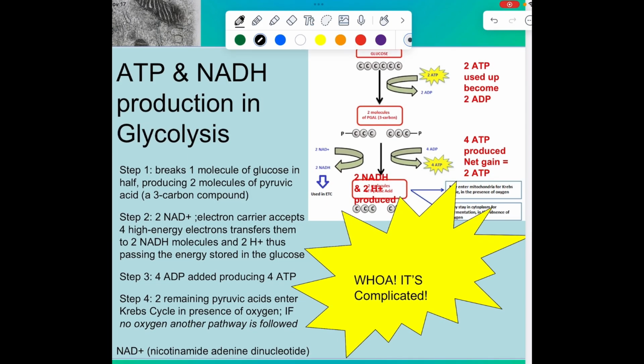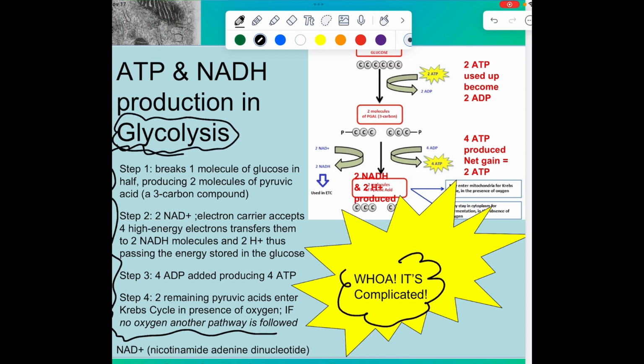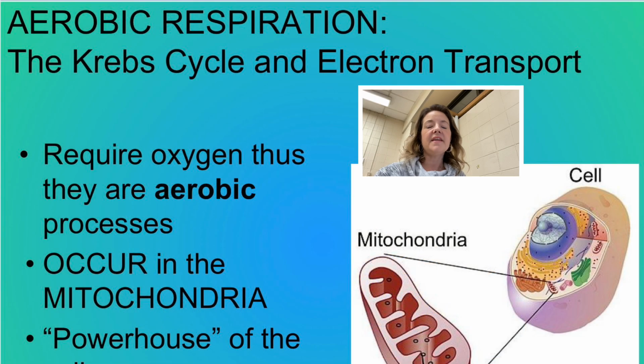There are technically a whole lot of complicated steps here for the production of ATP in glycolysis. It is very, very complicated. You do not need to know all of this. You need to know what I said on the previous slide. But if you do continue in science, you will have to learn all of this, especially if you take AP biology. The next two steps do require oxygen, and so they're called aerobic.